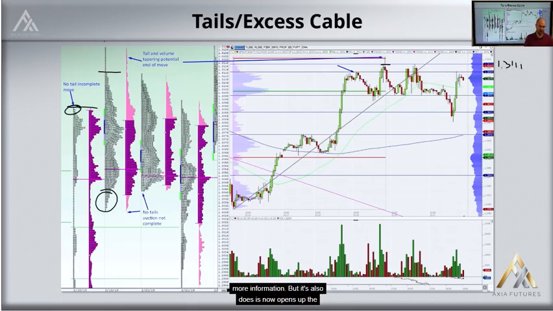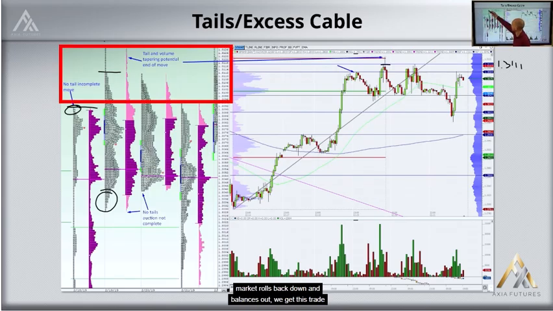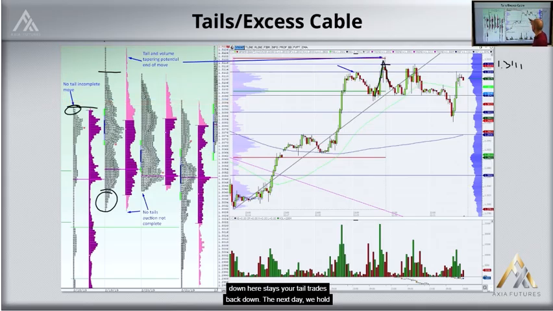What this also does is now opens up the possibility of the market going the other way. And you can now look at the leg towards the downside. What you end up with is an attempt from buyers to hold this up. So after the tail, market rolls back down and balances out, and we get this trade down here. So there's your tail, trades back down. The next day, we hold the low coming in here, which creates another day with no tail. No tail here either.